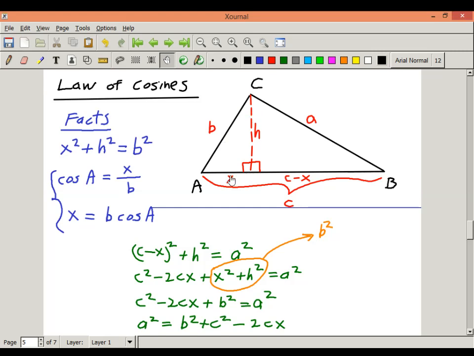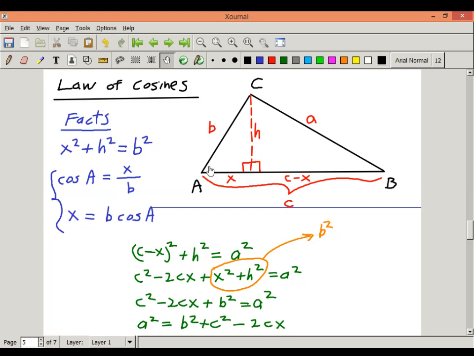And then these two parts of side AB are going to be x and then c minus x, right? Because c is the entire length. c minus x would be the part that's not the x. Okay. Off to the side in blue ink here, I wrote some facts about this, and then we'll get into the proof. The facts concern this triangle on the left here. So if you remember the Pythagorean theorem, you've got x squared plus h squared equals b squared. We'll keep that right there for a minute.